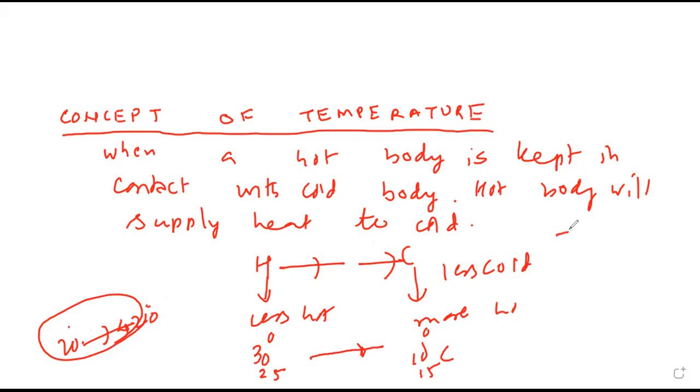So the body at higher temperature supplies heat and the cold body becomes less cold, but after some time they come into thermal equilibrium. So can I say temperature is that quantity which determines the direction of flow of heat? Yes, sir. It is also called the thermal state of the substance, or degree of hotness or coldness.